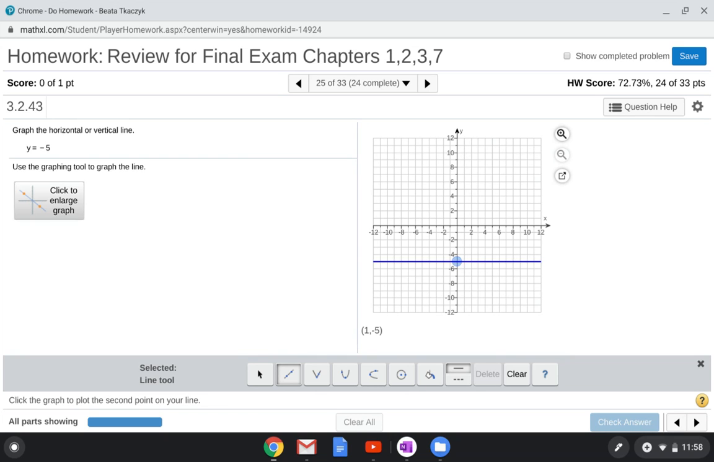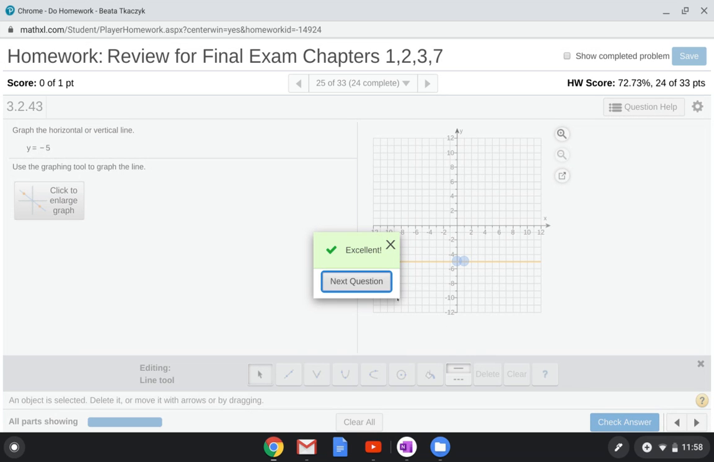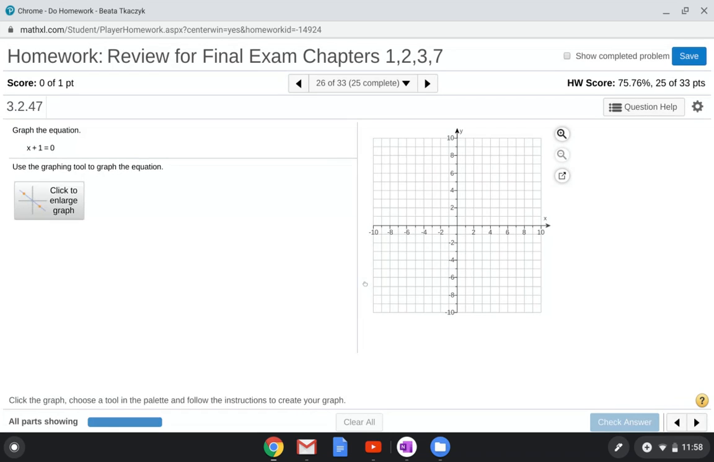And again, you will need to select another point. Since it's a horizontal line, you can just pick any one you want, okay? It has to have the same y. The y coordinate has to equal negative 5. So y equal a number, you have a horizontal line.